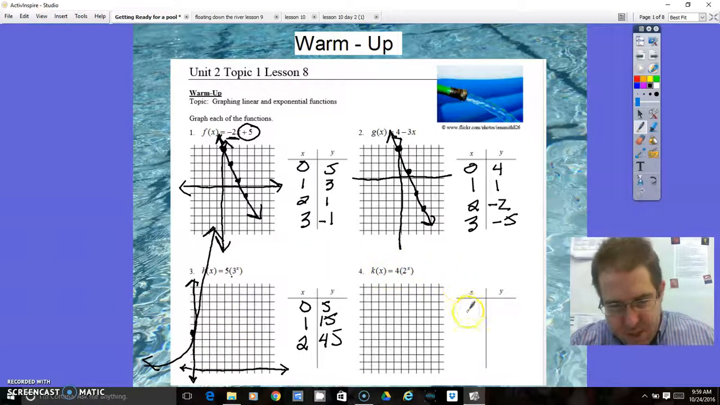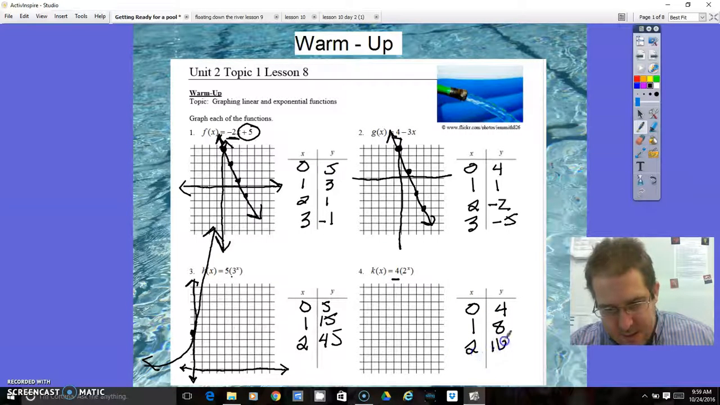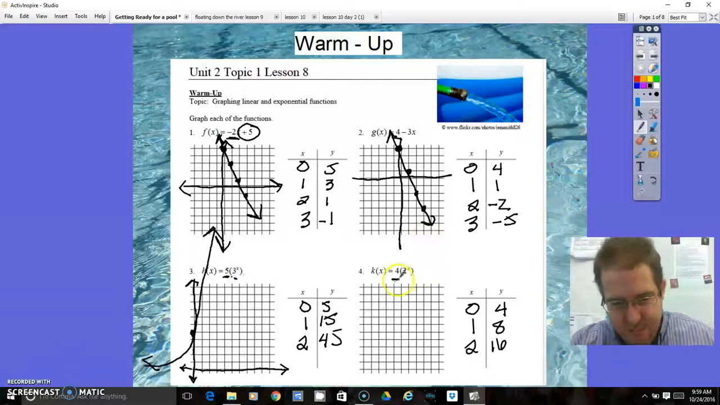All right, this graph over here is going to start at 4, and I know that because that's the starting point out there. And the next number is going to be twice that. So that's going to be 8, and that's going to be 16. All you got to do is look at the function. This means starts at 5, and it triples each time. Starts at 4, doubles each time.